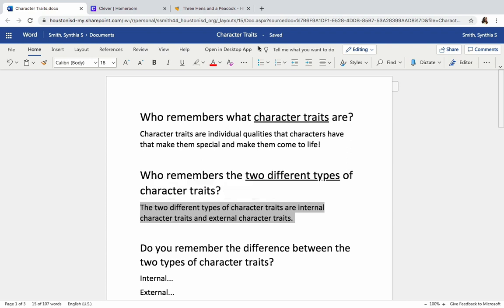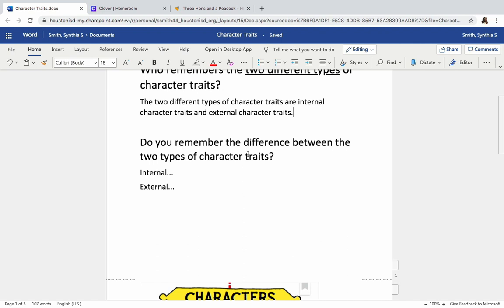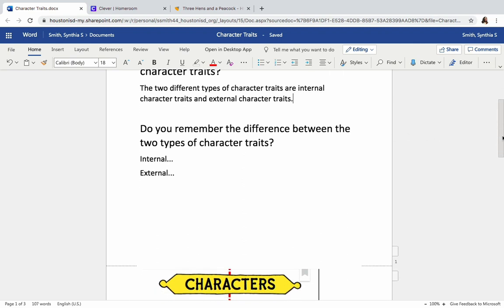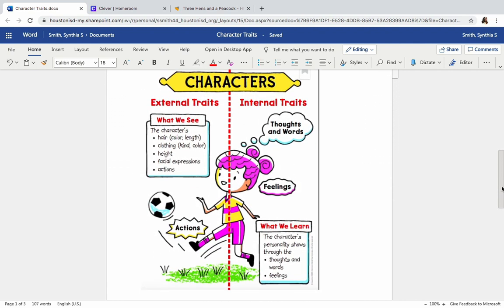Okay? Who remembers the two different types of character traits? Okay, that would be internal and external. Internal character traits and external character traits. Do we remember the difference? Let's look at our anchor chart. External character traits are what we see with our eyes on the outside about the character. That might include their hair color, hair length, clothing, height, facial expressions, actions. So, what do we use our eyes to see? That's what external character traits are.